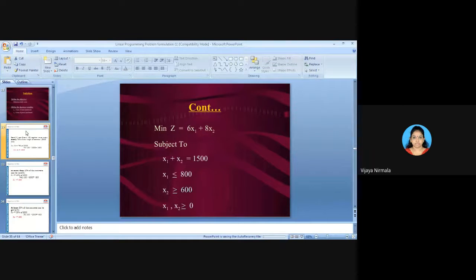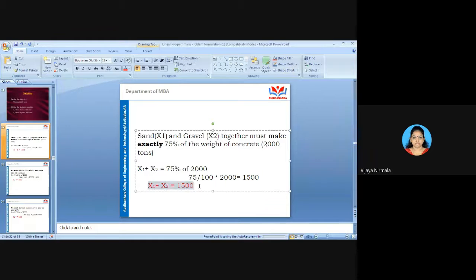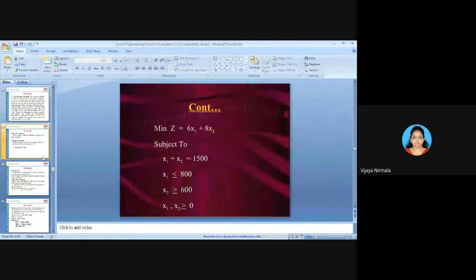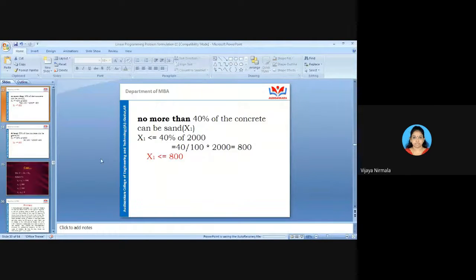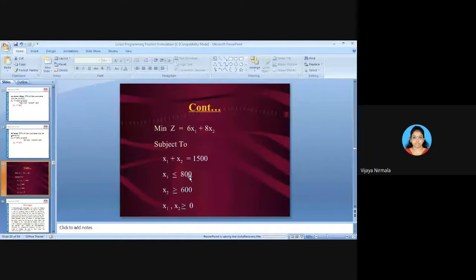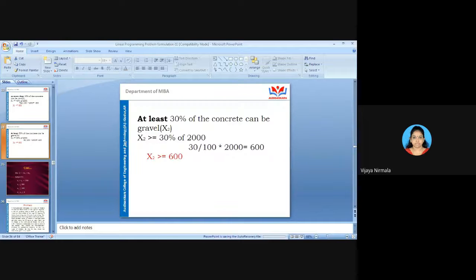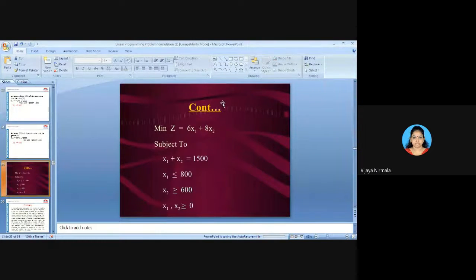So, what is the first constraint we have written, ma? X1 plus X2 is equal to 1500. And the next one, X1 less than or equal to 800. The same we have written. And the last one, X2 is greater than or equal to 1600.